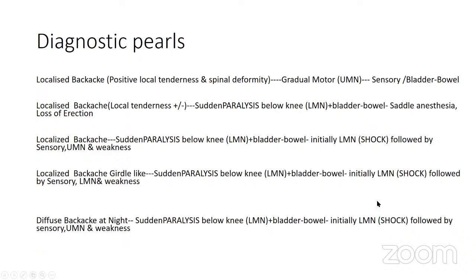with bladder and bowel involvement, initially a shock-like syndrome, initial spinal shock, followed by sensory loss, upper motor neuron signs, and weakness, that means spinal cord compression. As it is a diffuse funicular backache, especially at night, it may be intradural, intramedullary spinal cord compression. There are several causes, of which the most common is neoplasm. So this is the way, these are 5 examples of basic tips for diagnosis of spinal problems. Now see, your life is easier.